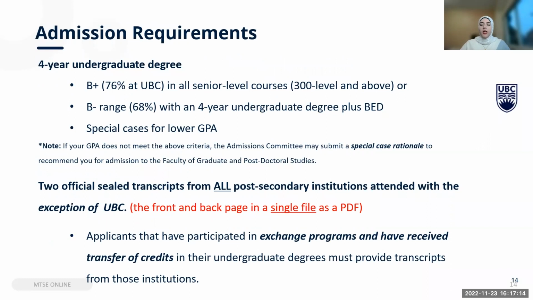So what we're looking for is a 4-year undergraduate degree with a B+, which is 76% at UBC, in all senior level courses, which is 300 level and above. Or if your GPA is in the B- range with a B.Ed, then you would still meet the GPA requirements. But for those who don't meet the 76 or B- requirement, if the admission committee feels that you're a good candidate for the program, then they will submit something called a special case rationale, recommending you for admission to the Faculty of Graduate and Postdoctoral Studies.